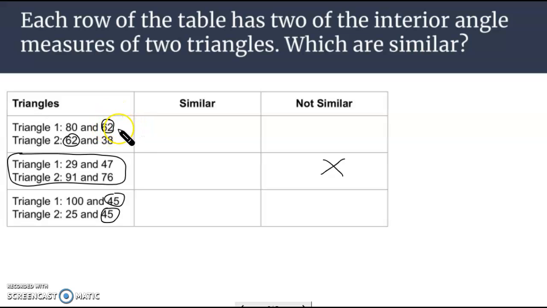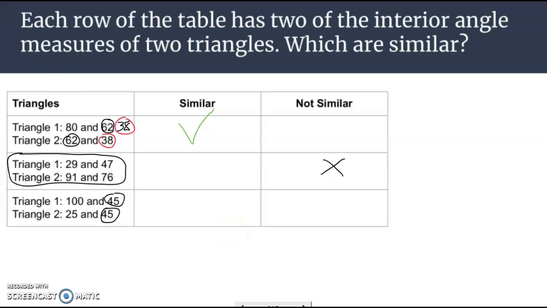Alright, so we've got to figure out the missing angle for each of those. So 80 and 62, if we take 180 minus 80 minus 62, our missing angle will be 38. And if you notice, 38 and 38, we have two pairs of angles that are congruent. Therefore, by the angle criterion, these two would definitely be similar.